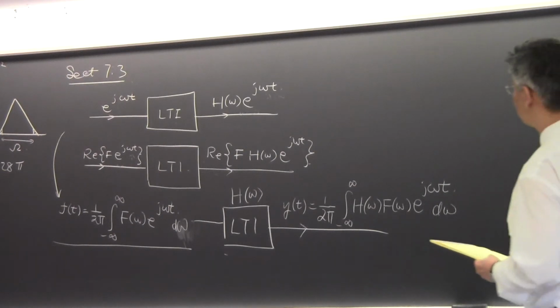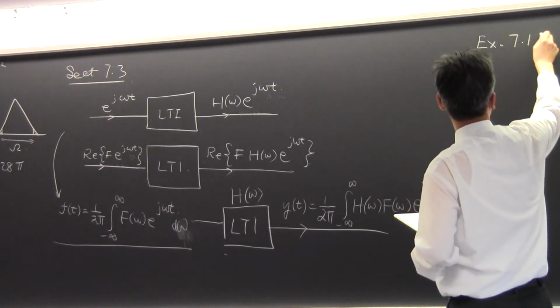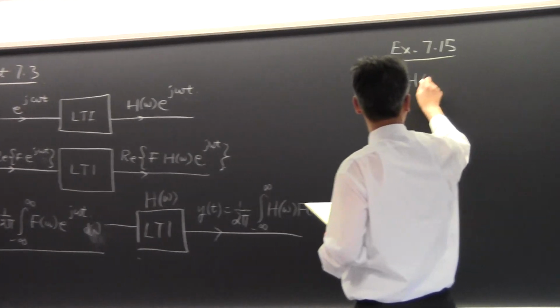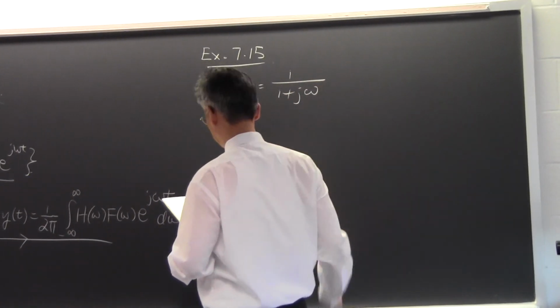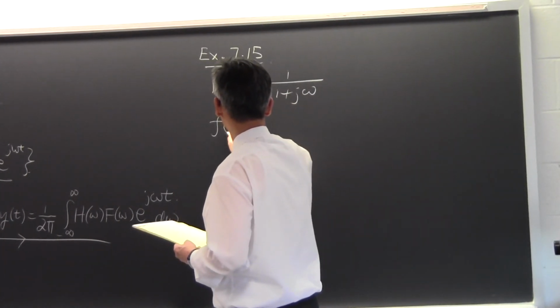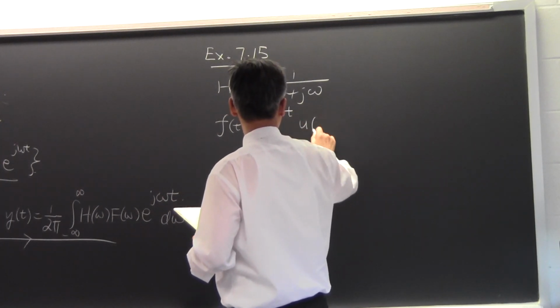So let's do example 7.15 of the textbook. You're given that H of omega is equal to 1 over 1 plus j omega. And then you're given the input f of t equal to e to the minus t u of t.